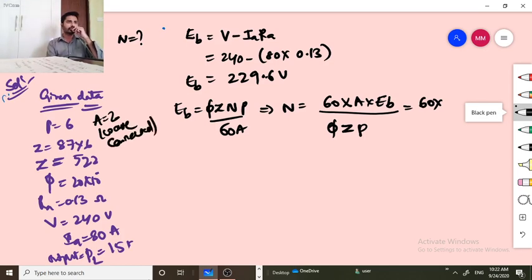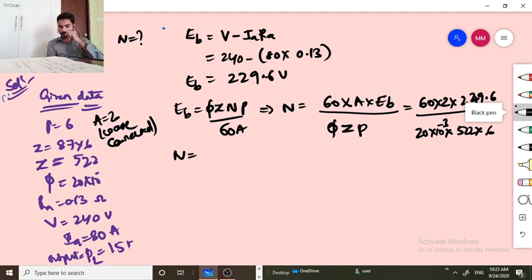So A equals 2, into the Eb value 229.6, divided by phi, 20 into 10 to the power minus 3, into Z, which is 522, into P, which is 6. So we need to calculate N. The value is obtained as 439.85, approximately equal to 440 rpm.